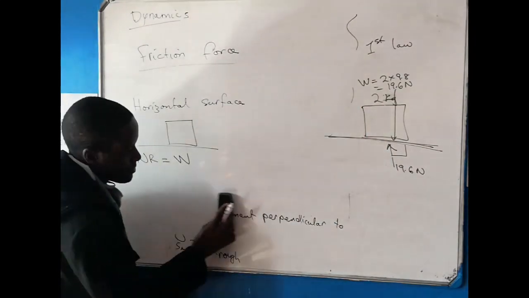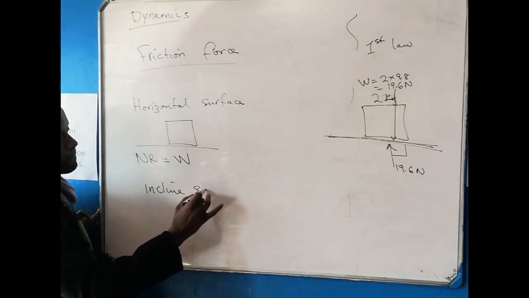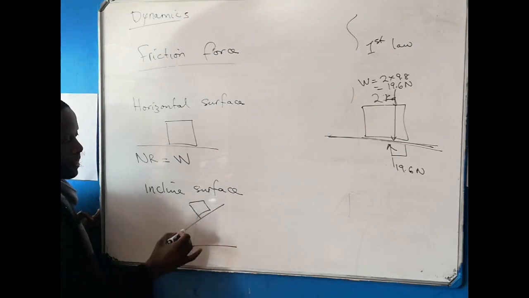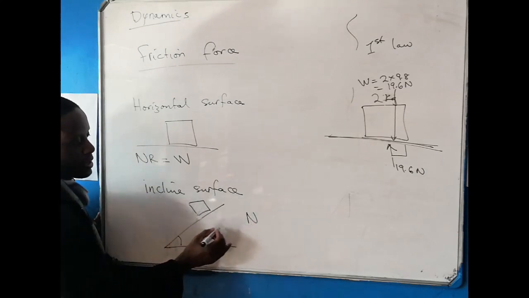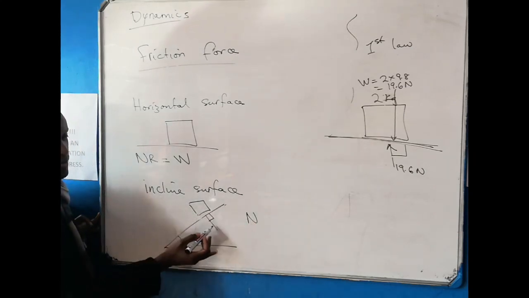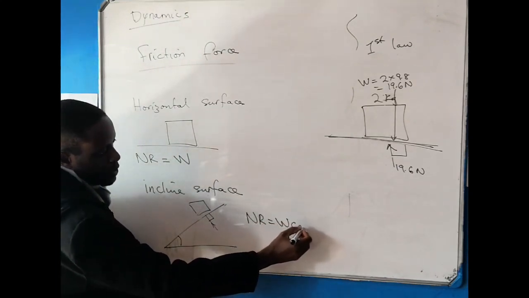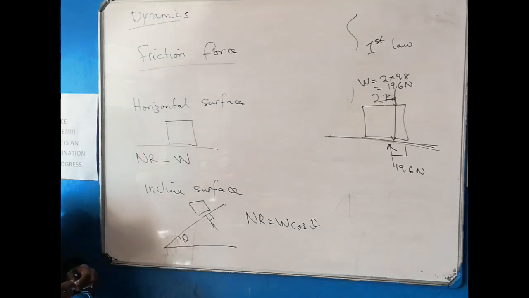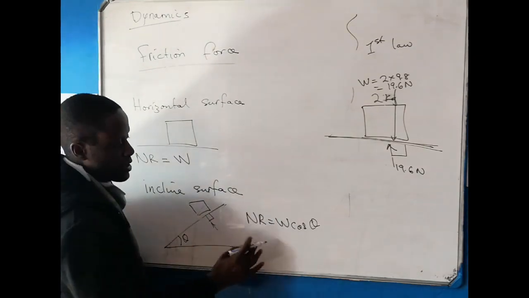But if the object is on an incline, which forms an angle, in this scenario, the normal reaction is the one that is at 90 degrees to the surface, which is this. In this case, your normal reaction is going to be the weight cos theta of the incline. The weight cos theta of the incline. Then you calculate using that.